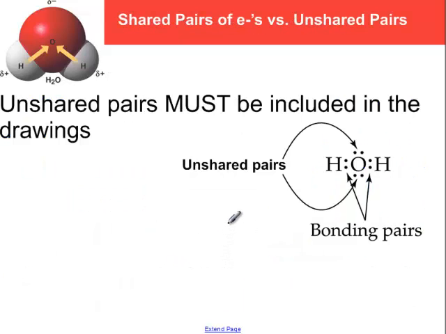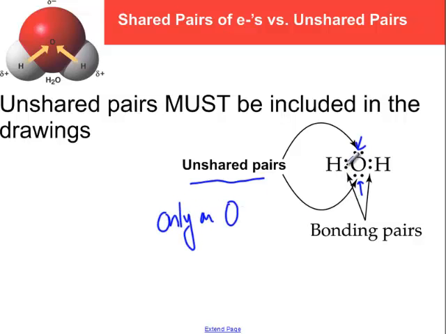Now, some definitions here. We're going to use the term unshared pairs of electrons. Now notice what these are pointing to. They're pointing to those and those. These are unshared, meaning they're only on the oxygen.